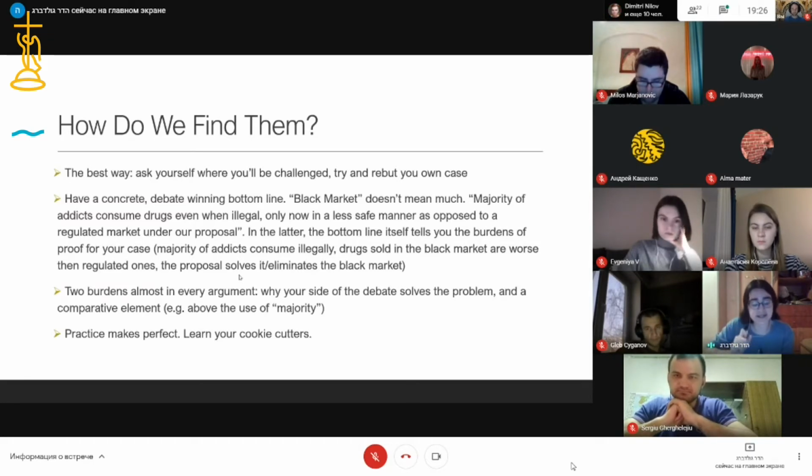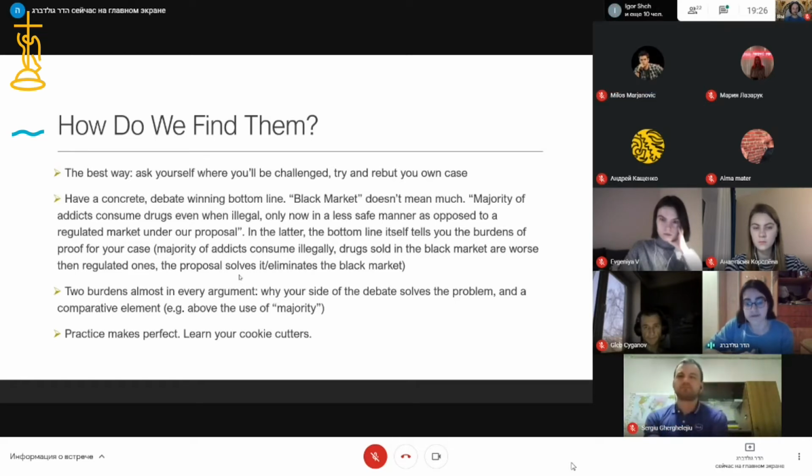For this to be the case, they have to be comparative, because there are always going to be arguments on the other side as well, and you need your argument to be more important than the other side. In this example, the comparative element was the burden of proving majority of addicts. This gives us the comparison of we have the impact on more people in the debate.